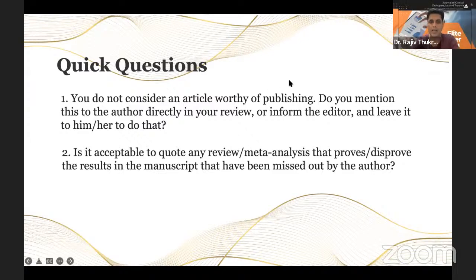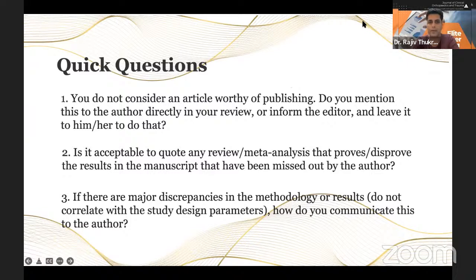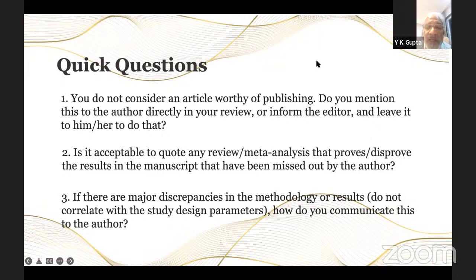Okay. So last question for Dr. Gupta. There are major discrepancies in the methodology and results, and they don't correlate. How do you communicate this to the author? I mean, are you blunt about it, or are you, like you said, firm but polite? No, I would say I would be firm if there are major discrepancies. When there is a major discrepancy in the results, I will not be bothered about politeness.